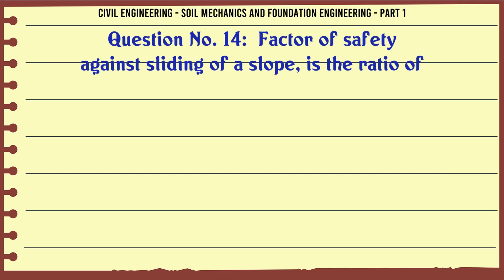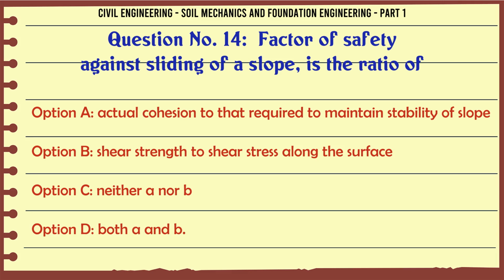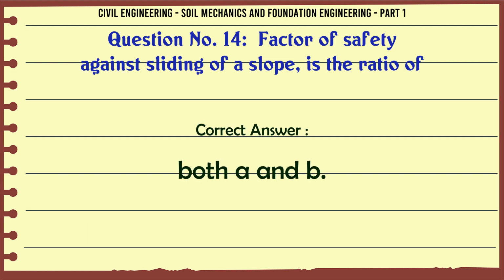Factor of safety against sliding of a slope is the ratio of: A. Actual cohesion to that required to maintain stability of slope, B. Shear strength to shear stress along the surface, C. Neither A nor B, D. Both A and B. The correct answer is both A and B.